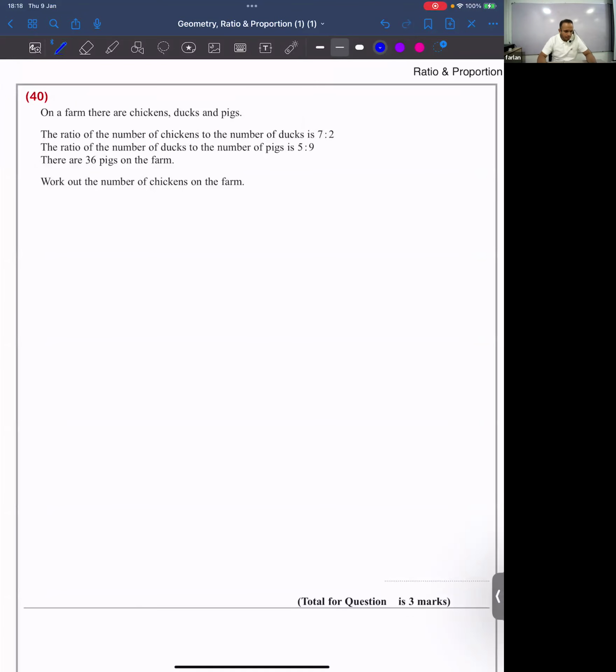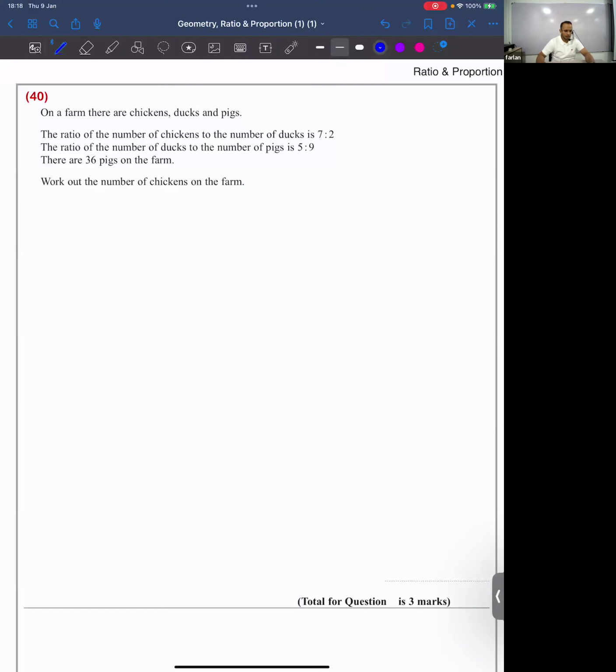On a farm, there are chickens, ducks, and pigs. The ratio of the number of chickens to the number of ducks is 7:2. The ratio of the number of ducks to the number of pigs is 5:9. There are 36 pigs in the farm. Work out the number of chickens in the farm.